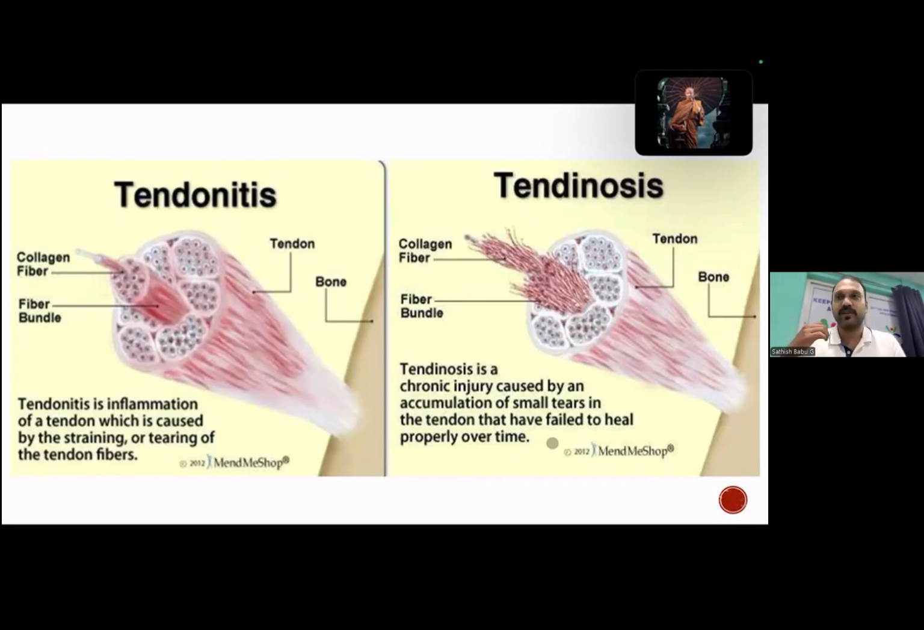There's something called optimal loading. When we see tendon healing or pathology, we need to do optimal loading. We'll be talking about that when we take workshops in the future.